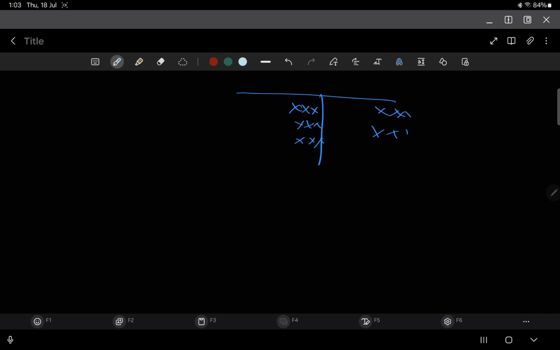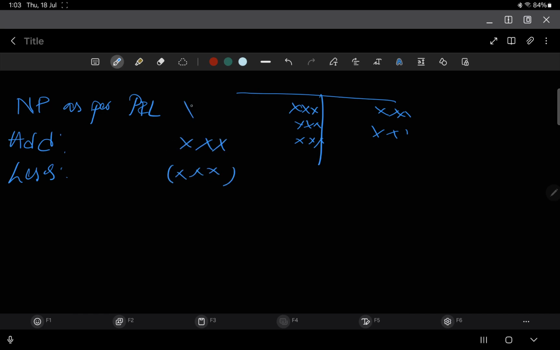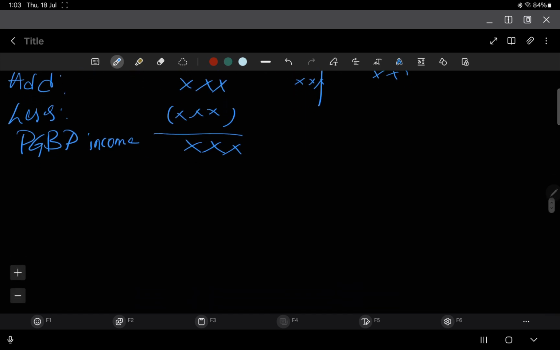Now what are you supposed to do? You first calculate the net profit as per the P&L account. From that you add and less all the items. Once you do all this, whatever amount you get from here is called PGBP income. There are various items that you have to add and less here.